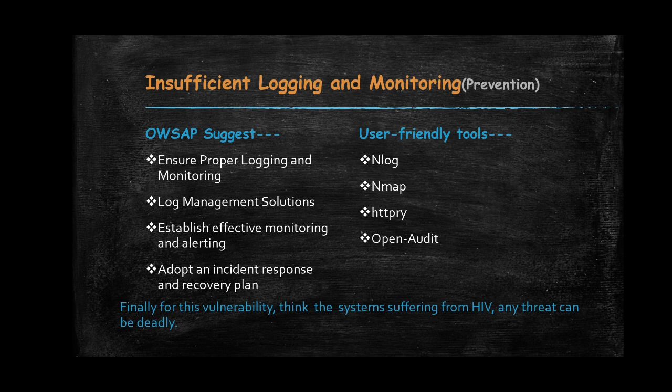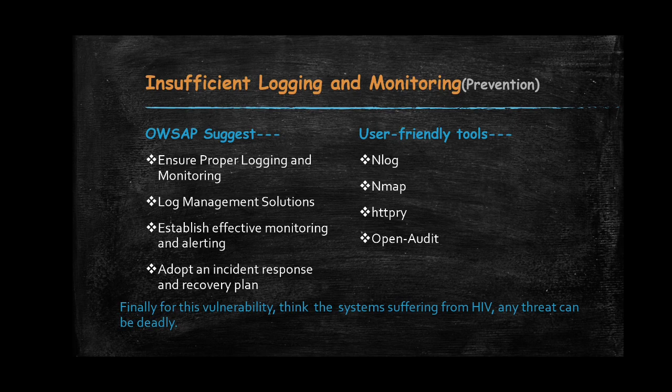We can use a log management solution like a SIEM solution to narrow down the results and find the malicious activities. And the third one is to establish effective monitoring and alerting, so suspicious activities are detected and responded to in a timely fashion. And the last one is to adopt an incident response and recovery plan, such as NIST 800-61 Rev. 2.